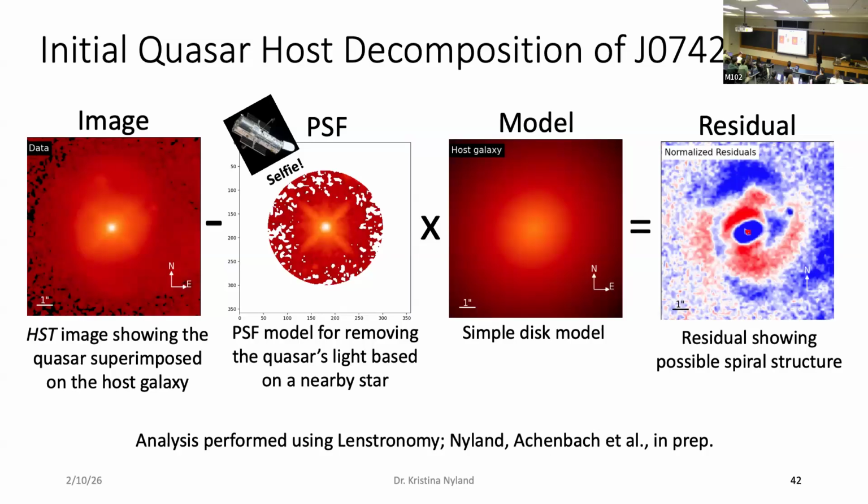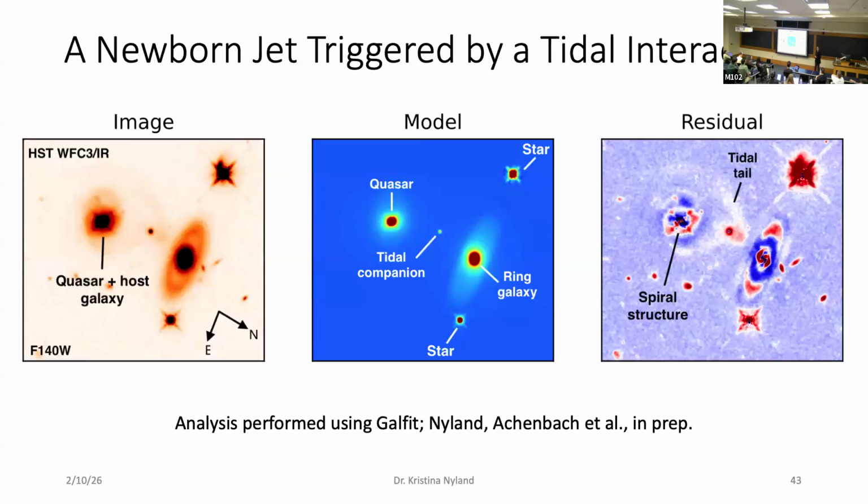This is an initial residual with a very simple Sérsic model that helped alert us to the fact that this system might be interesting. We then went back and did some more detailed modeling with GALFIT. In this residual over here, you can see we have some spiral structure left over.